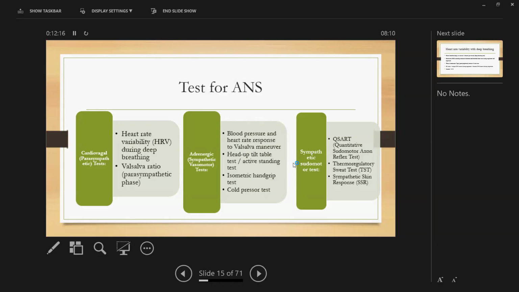Coming to the parasympathetic tests, the main tests are heart rate variability during deep breathing and Valsalva ratio. The Valsalva test can be used to identify both parasympathetic and sympathetic dysfunction, because Valsalva has both parasympathetic and sympathetic bases. For sympathetic, the tests are head-up tilt test, isometric hand grip, and cold pressor test. The important laboratory tests for sympathetic pseudomotor function are the quantitative sudomotor axon reflex test and thermoregulatory sweat test, and sympathetic skin response. Sympathetic skin response is commonly available; QSART and TST are available only in rare centers, not everywhere.